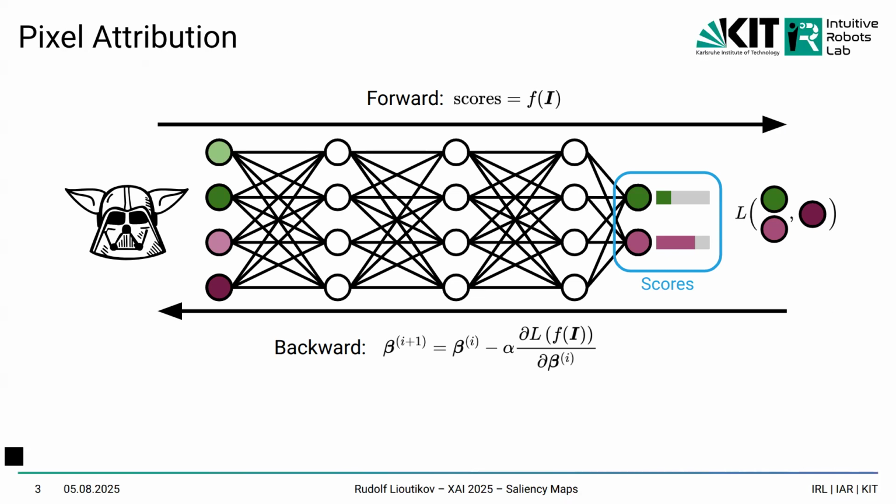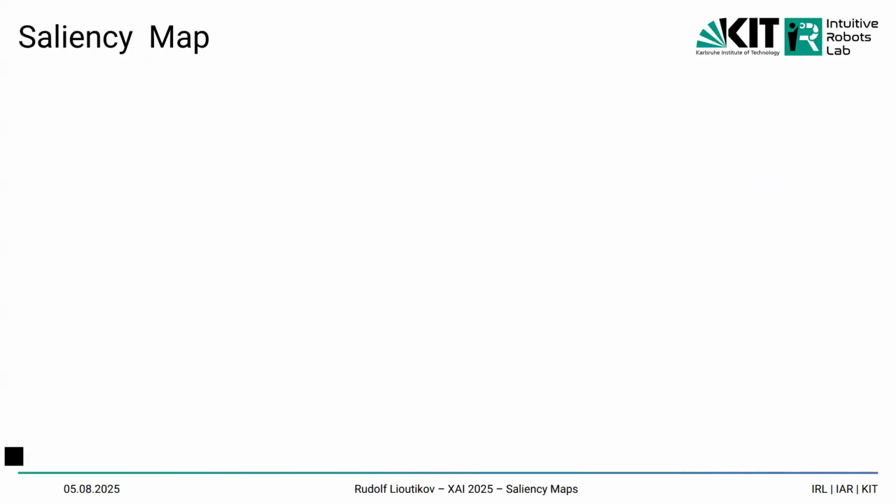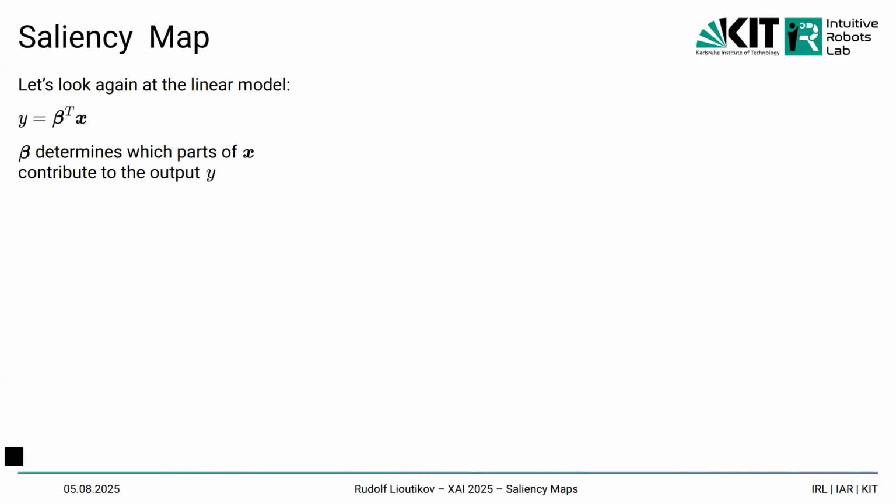So that is different from just optimizing a loss, right? So let's go one step back and look back at our linear models, like the things that we talked about yesterday early in the morning. We have this linear predictor where beta determines which parts of X actually contribute to the output Y, which is exactly the question that we try to answer, just now not based on a linear model, but based on pixels and on images.